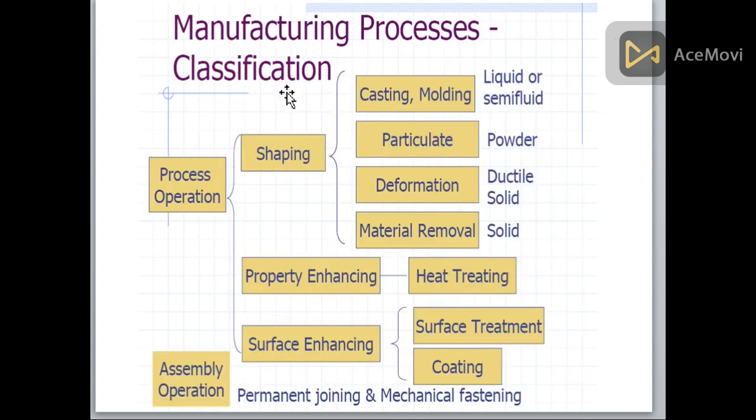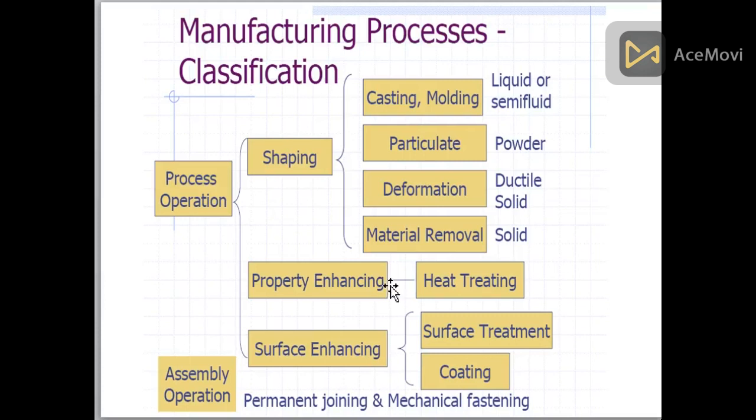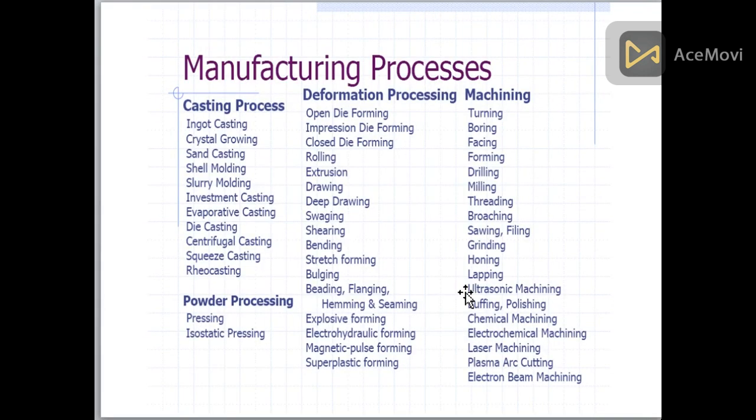Now we move toward manufacturing processes. There are different manufacturing process operations. First are shaping, property enhancing. Manufacturing processes include casting processes, which are subdivided into ingot casting, crystal growing, sand casting, shell molding, slurry molding, and these are all the deforming processes: open die, impression die, closed die, rolling, extrusion, drawing, deep drawing, swaging, shearing, bending, stretching, forming, stretch forming, bulging, braiding, flanging, hemming, seaming, explosive forming. Machining includes turning, boring, facing, forming, drilling, milling, threading, broaching, etc. These are all the types.